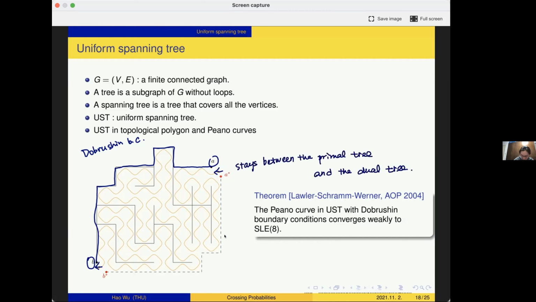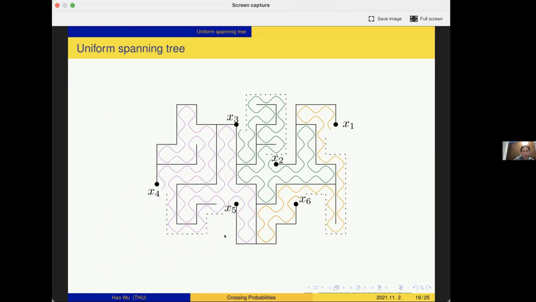So this is a curve starting from A and ending at B. And in their joint work, they proved that this Peano curve in the uniform spanning tree with the Dobrushin boundary condition converges to SLE8. And now we want to look at what happens to the uniform spanning tree in a general polygon.